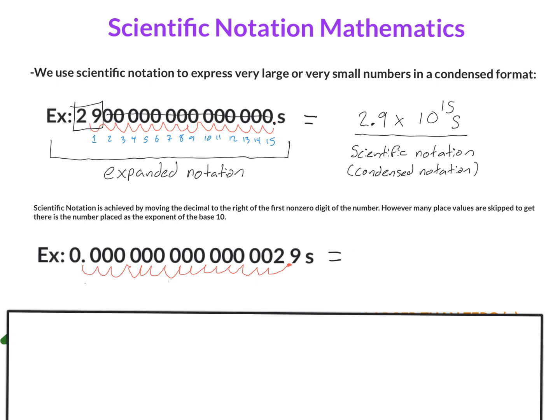So if I do my counting, it just so happens it's the same number of places that I had to move. It's just in the opposite direction. So my number is still 2.9 times 10, and I still have to put a 15 up here. But guess what? This time it's going to be to the negative 15, and it's seconds.